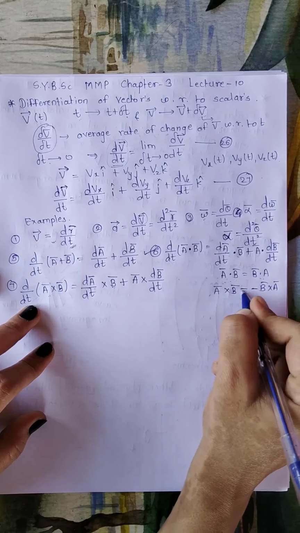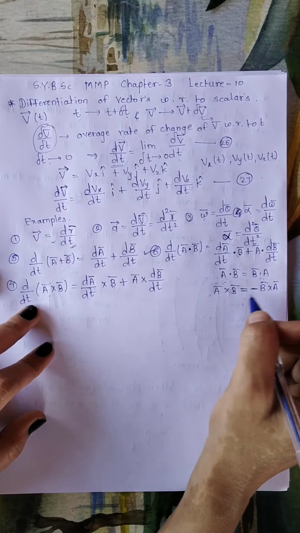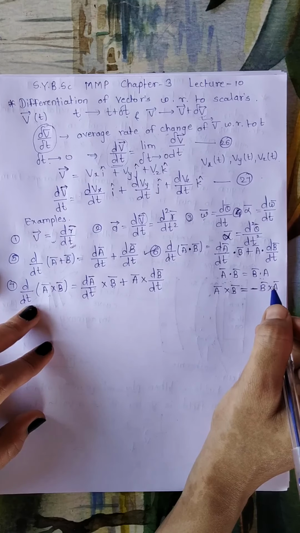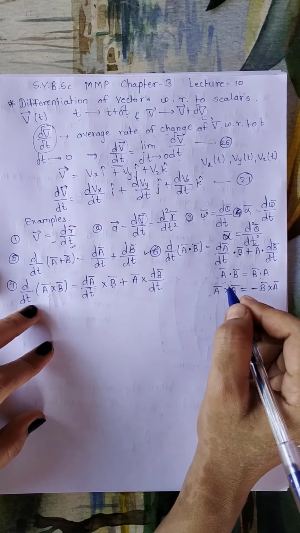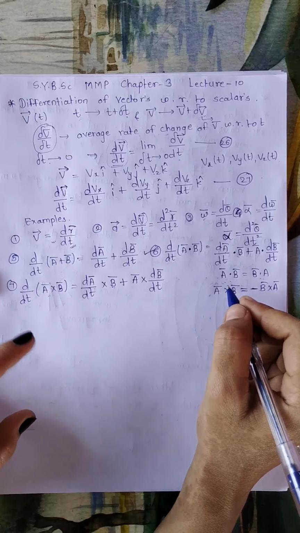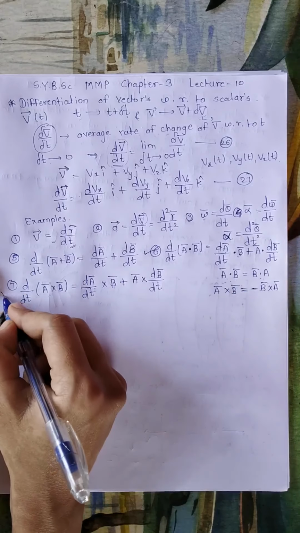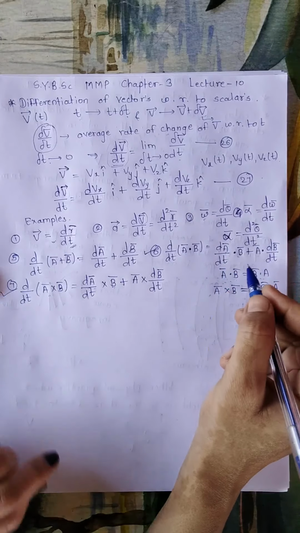If you have to write equal, then it is negative of each other, since order is not maintained. So the vector product does not obey commutative law. Therefore the order of vectors in the product must be maintained, so you have to take this as it is. Here you can change the order, it won't matter.